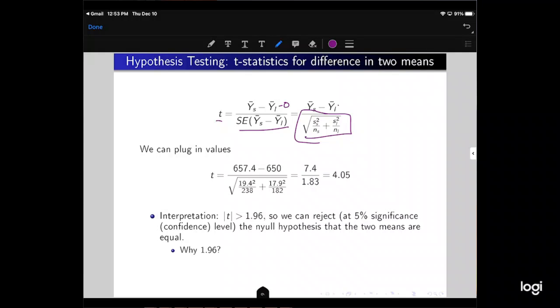So we know what the standard error is for the large and the small, so we plug in those values here, and we just do all this math, and we get 7.4 over 1.83, which is equal to 4.05. So remember our rejection rule for our t-stat. If the t-stat in absolute value is greater than 1.96, we can reject with 95% confidence, or the 5% significance level. Is this t-stat greater than 1.96? Yes, it is. So we can reject with 95% confidence.